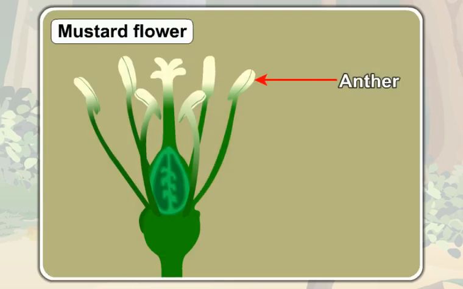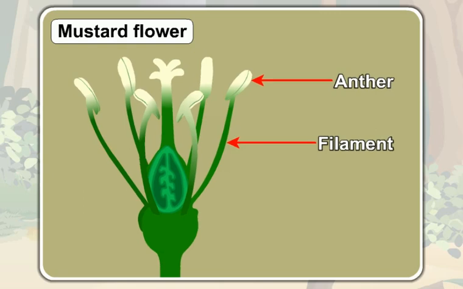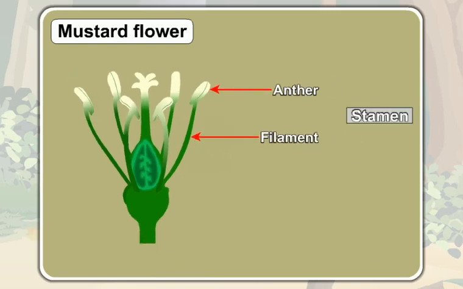Now, have a look at the part of the stamen which is below the anther. It looks like a stalk, doesn't it? It is the filament. So, the stamen has two major parts, the anther and the filament.